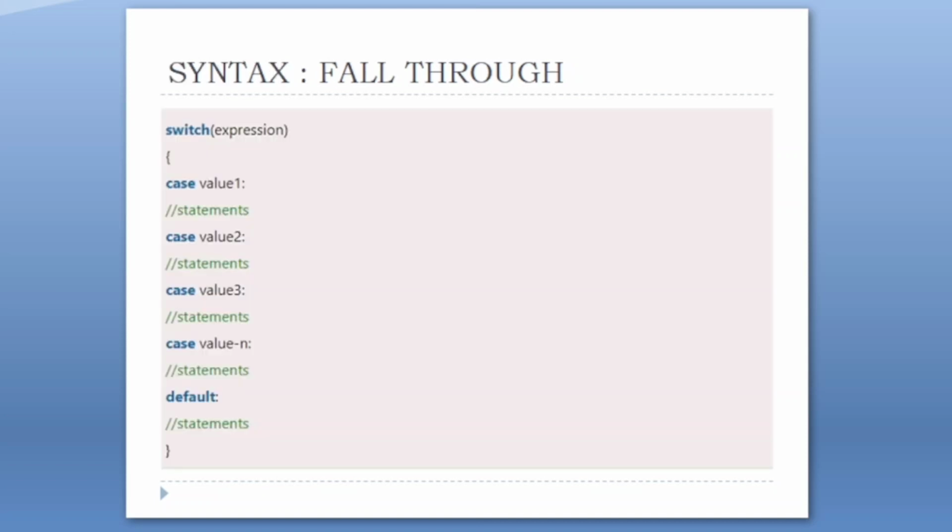Here is the syntax of fall through. As you can see in this program, if I were to enter the value 1, as there is no break, it will fall through to the next case, which is value 2, and then the next case, value 3, then value n, and then it would print the default statement.